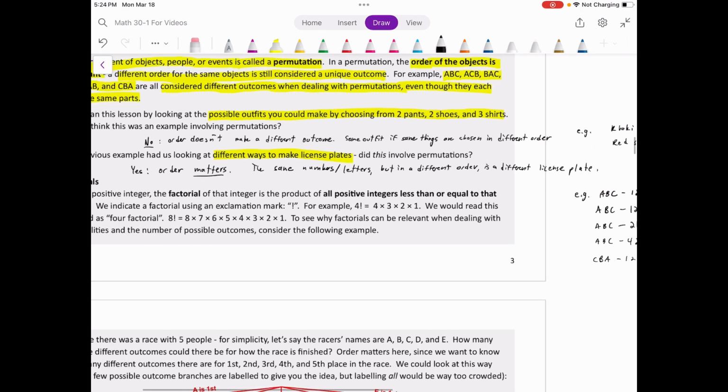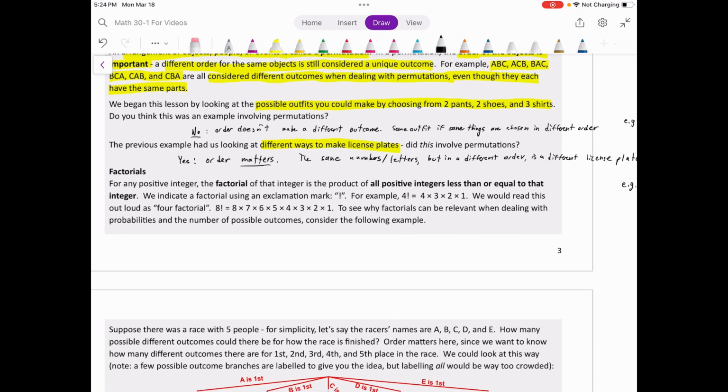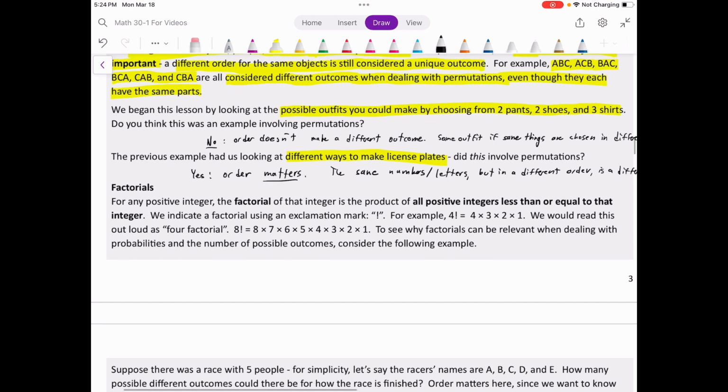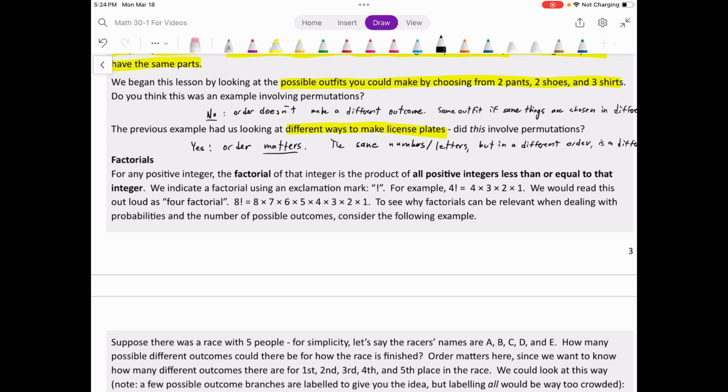It's a unique thing. So in the case of license plates, that would be a permutation. Okay, the order matters. Same thing, but in a different order is considered a different outcome.